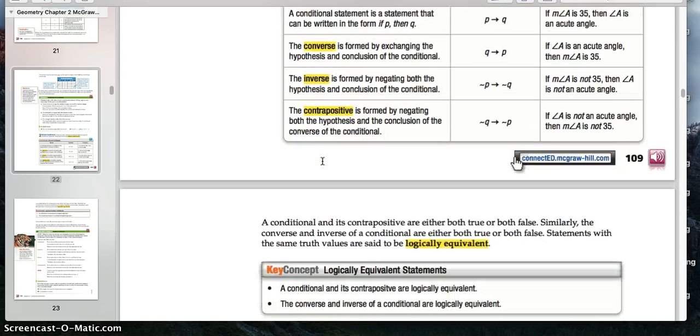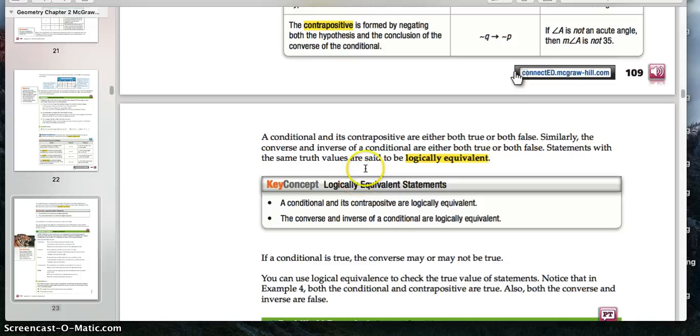And then a really important little blip down here, a key concept is that logic is about logically equivalent statements. A conditional and its contrapositive are logically equivalent, meaning they basically say the same thing. They're going to have the same truth value. If one is true, the other one's going to be true. If one is false, the other is false.